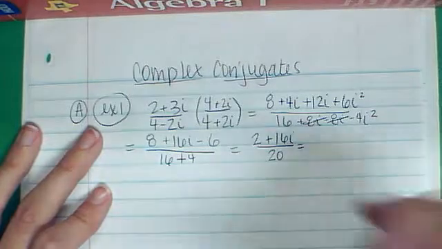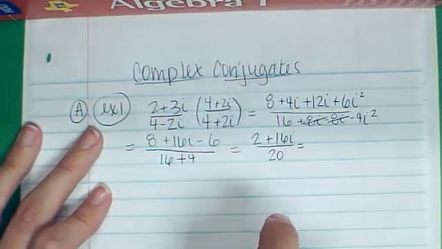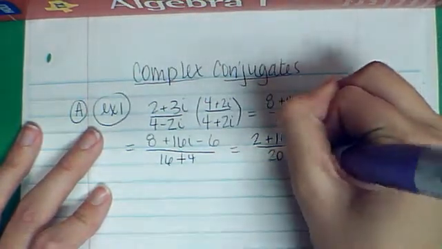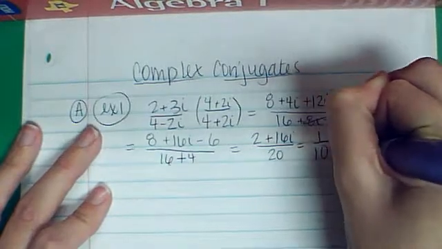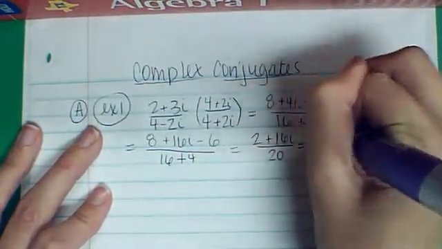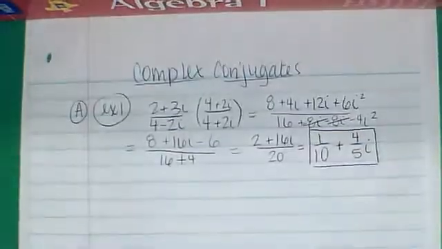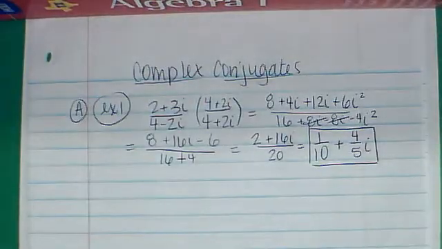If I reduce my fractions, since that's a common denominator, and split it into two pieces, I have 1 over 10 plus 4 over 5 i. And that's in complex form now, in standard form. And so that's my final answer. Let's do another one like that.